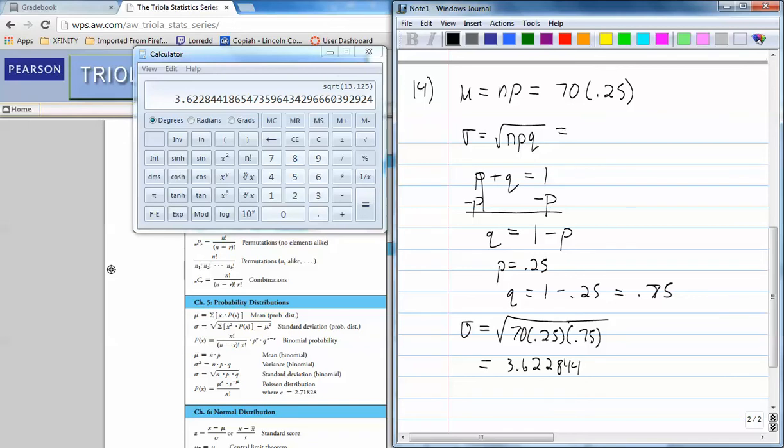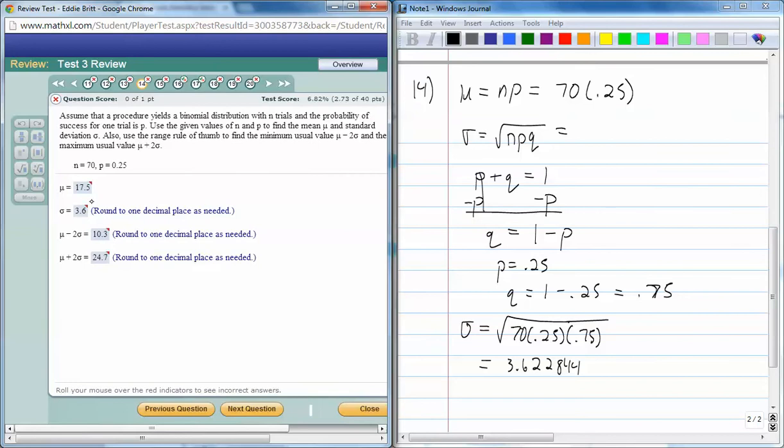Alright, and let's see what the next step is. Yeah, and notice that they did round to one place. So they round that to 3.6 right here to one place. Now the range rule of thumb says that if we take the mean and subtract 2 times the standard deviation, then we'll get the maximum and minimum usual values. And so anything between those two values would be usual. Anything that's less than the minimum or greater than the maximum would be unusual.